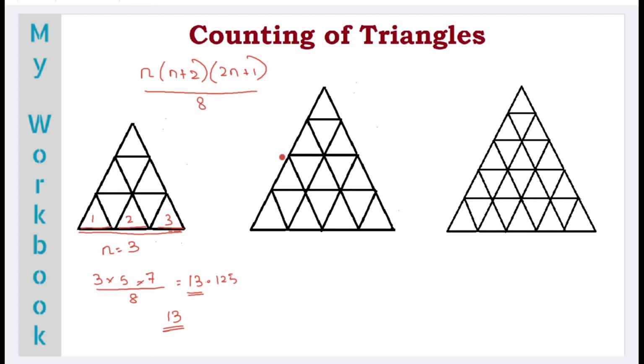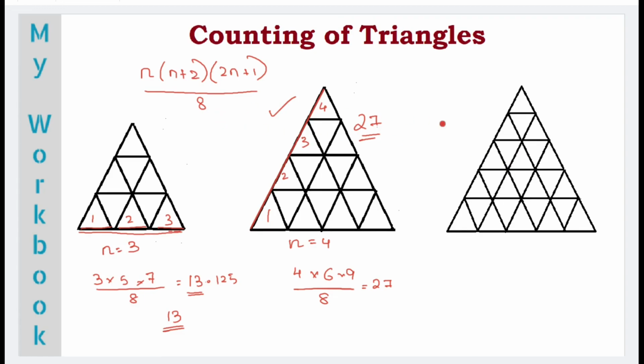Let's apply this formula for the second image. We have to determine the correct value for n. Let's choose this side of the triangle and see how many triangles are along them. 1, 2, 3, 4. So for this image, n is equal to 4. So if we substitute n as 4 in this formula, you will get 4 into 6 into 9 by 8, which will simplify to 27. So the number of triangles in this image is 27.